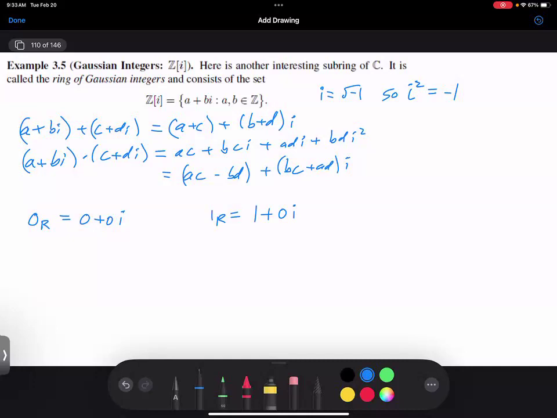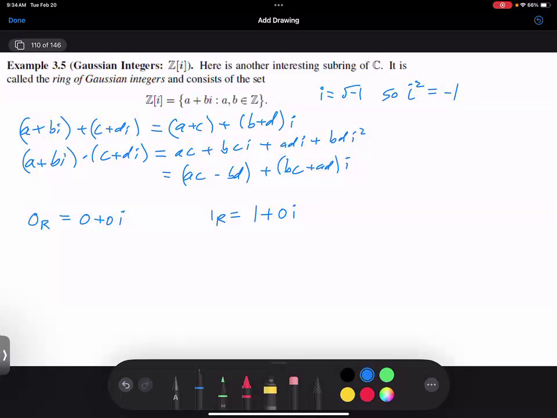So I need to write my stuff in this form. Now I need to show closure: if I take two numbers of this form and add them, is it still going to be of the form integer plus integer times i? Yes. If I multiply them, will it still be of the form integer plus integer times i? Yes. Again, I'm not saying that I have multiplicative inverses. And so now we have these identity elements, and you can now just go through and verify that all the properties hold. Okay.